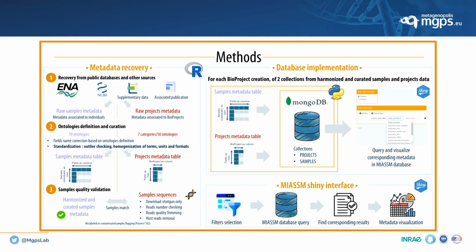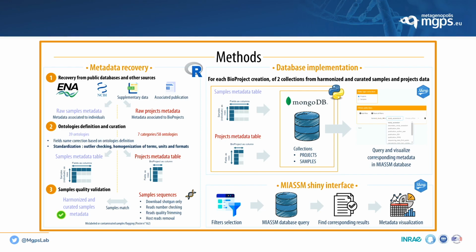Once the metadata is ready to use, it can now be implemented in the database with a Python script in 2 different collections. One is dedicated to the projects and the other to the samples. The MIASSM Shiny interface allows the query and the visualization of the database content according to precise criteria.